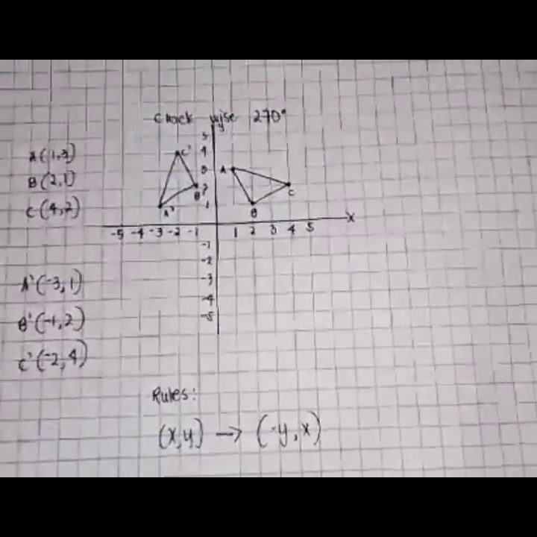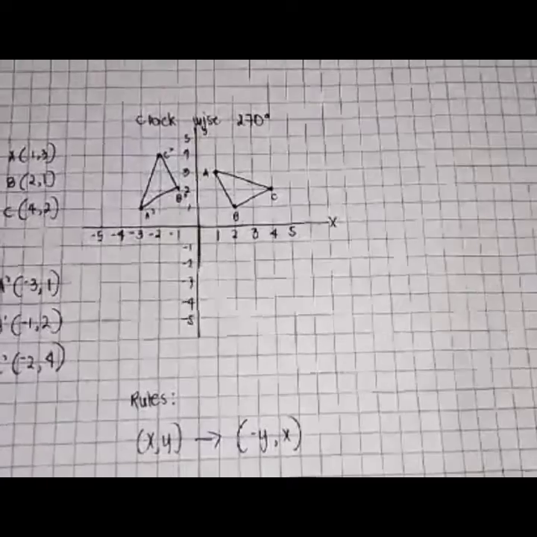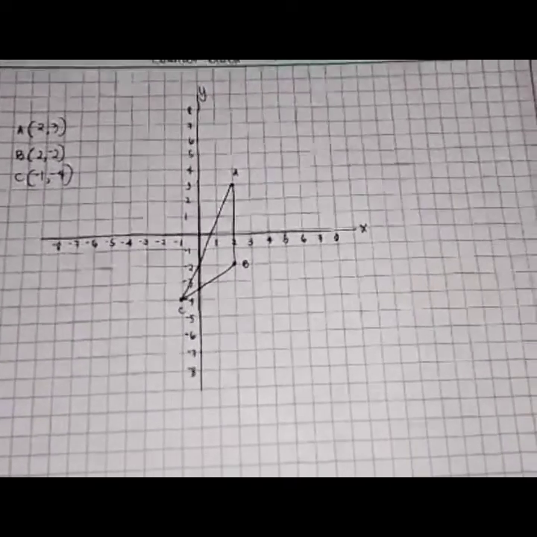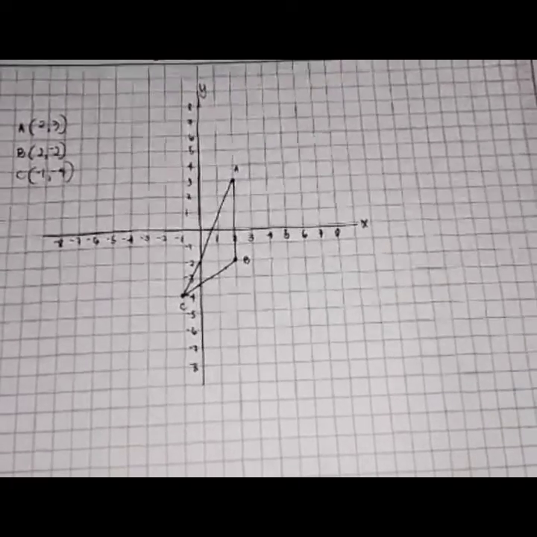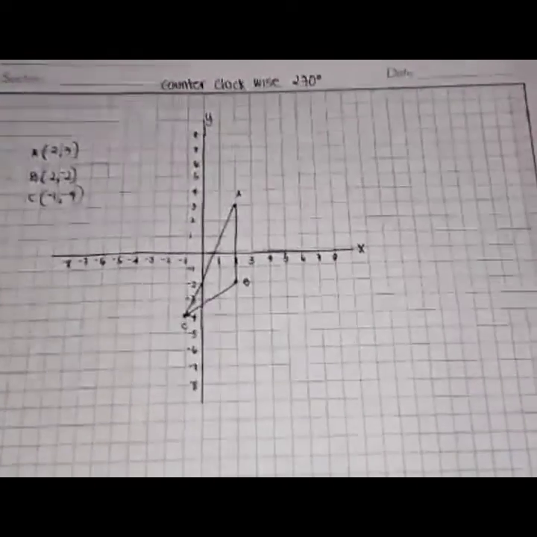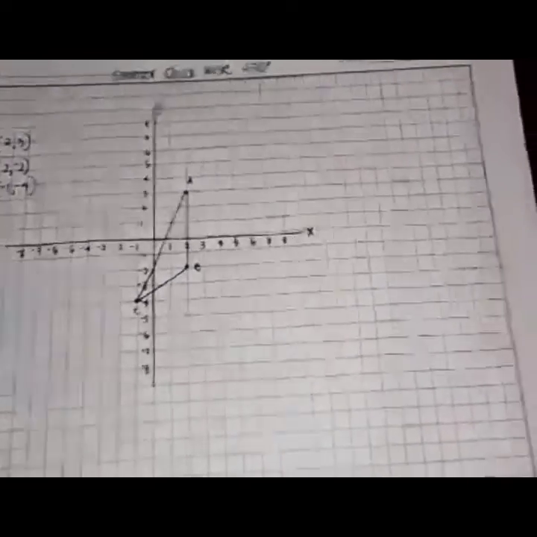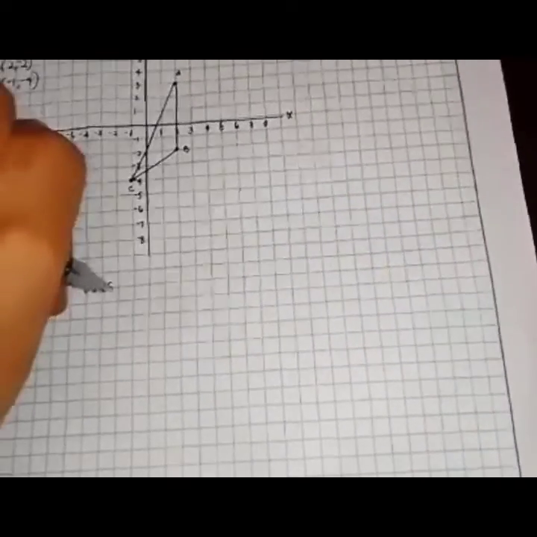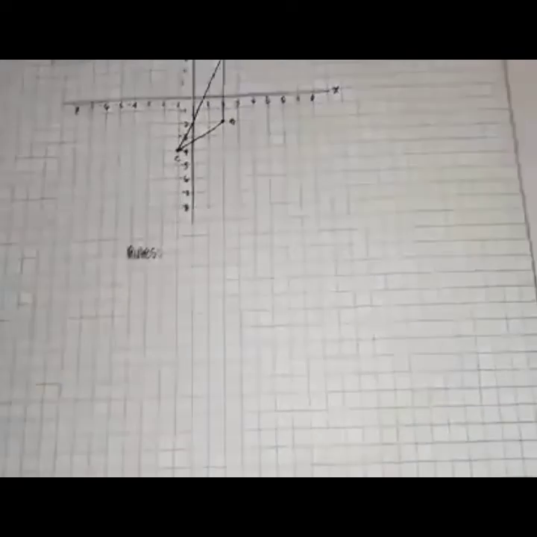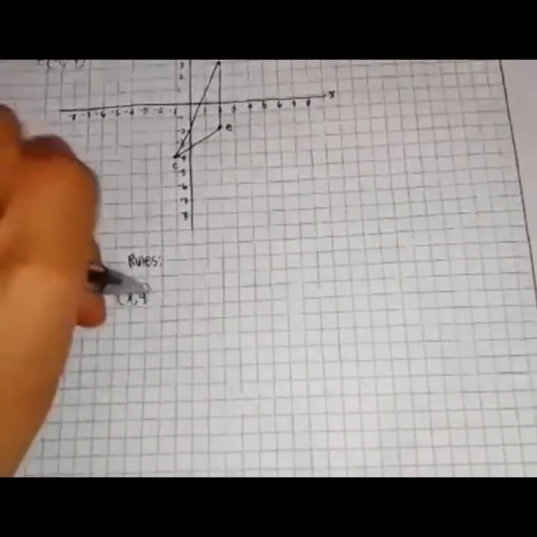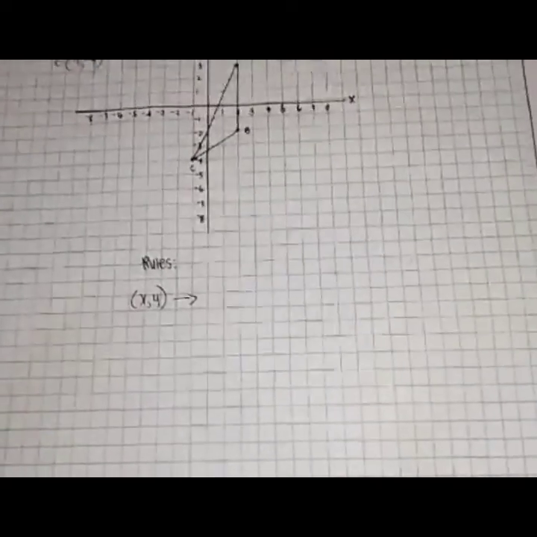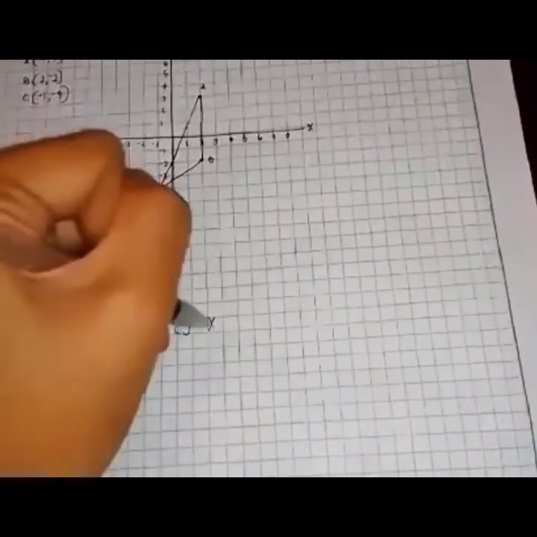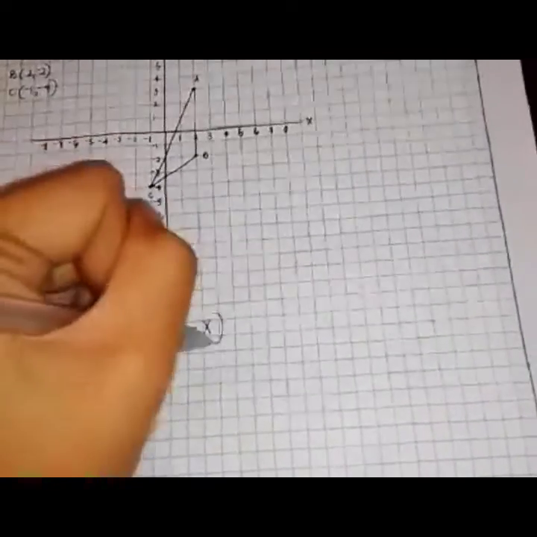There are the result of clockwise with 270 degrees. In the module, this is the example given. To find the A prime, B prime, and C prime, they use the counterclockwise with 270 degrees. The rule of counterclockwise with 270 degrees is x and y would become positive y and negative x.